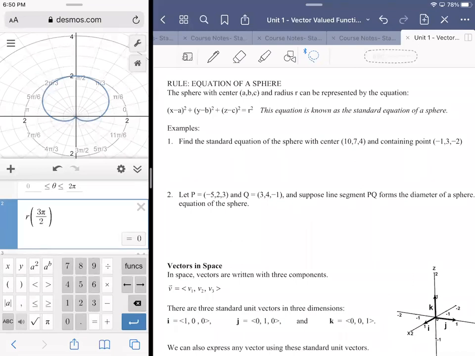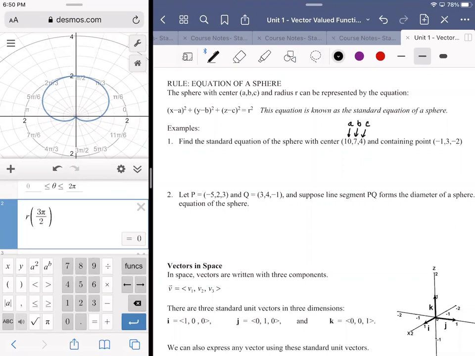All right. So a sphere with center (a, b, c) and radius r can be represented by the equation (x minus a) squared and so on. That's the standard equation of the sphere. In order to write the equation of the sphere, we need to know the center. Fortunately, we have the center here, a, b, c. And we also need to know the radius.